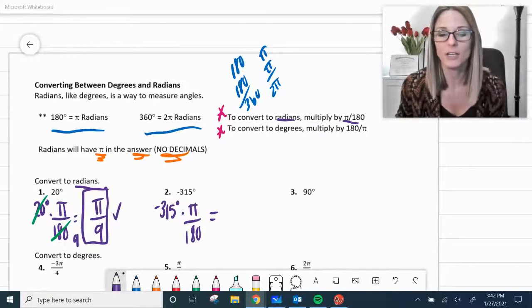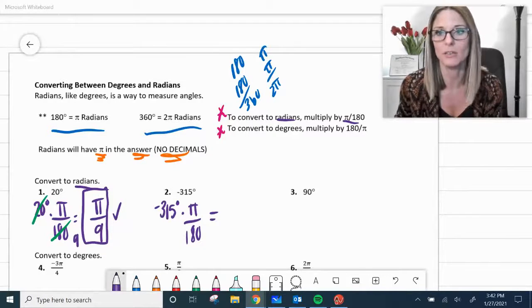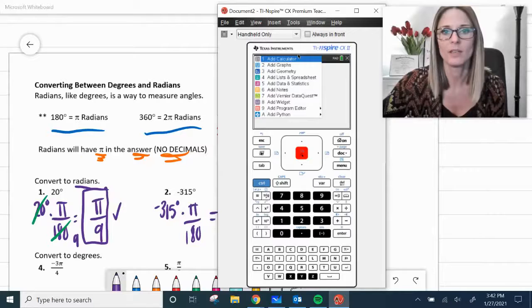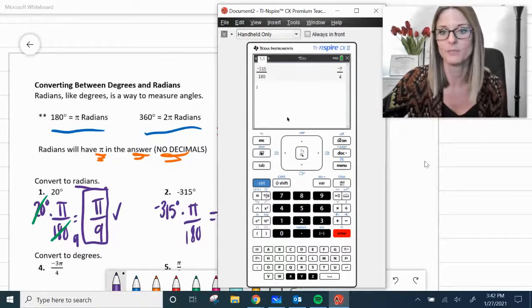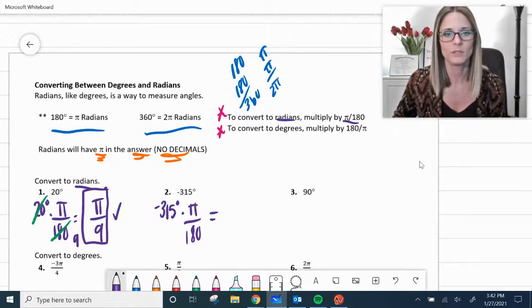I'm going to go to the calculator and divide negative 315 by 180 and get a reduced fraction. Most of these are going to be fractions with pi. So let's go to the calculator. I'm going to have a calculator page and do negative 315 divided by 180, easy peasy, hit enter, negative 7/4. So you have negative 7 pi over 4. Okay, don't lose your pi.